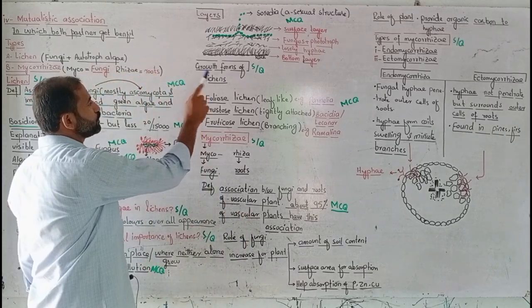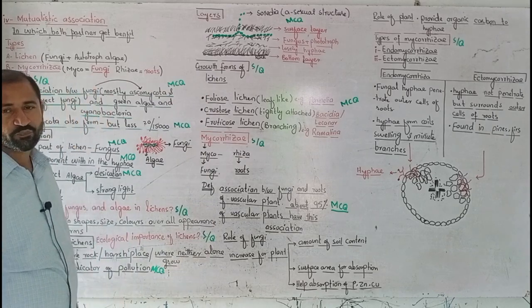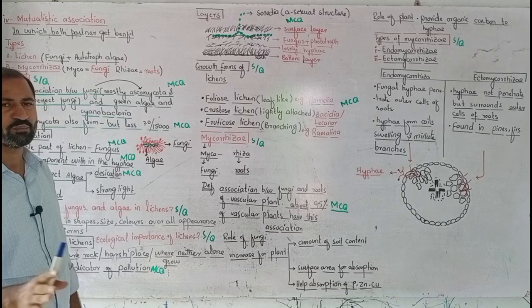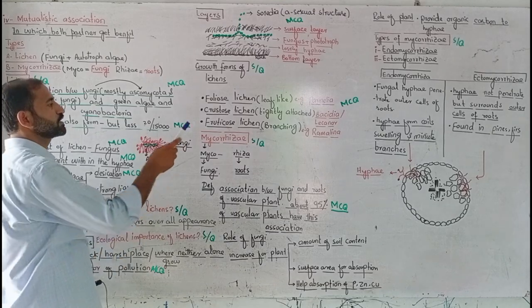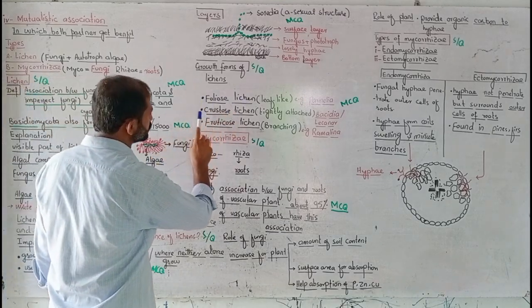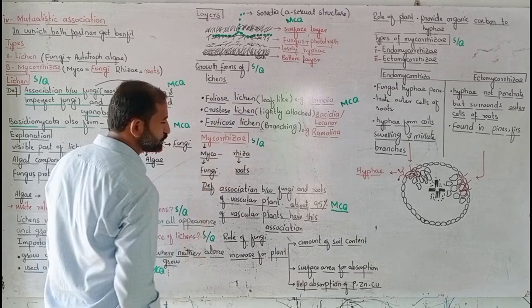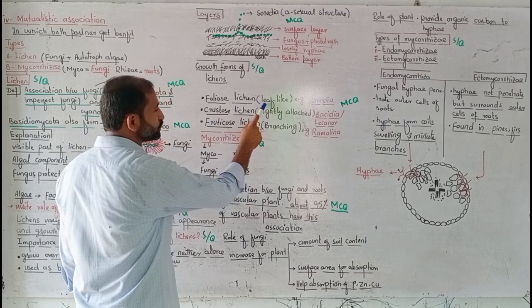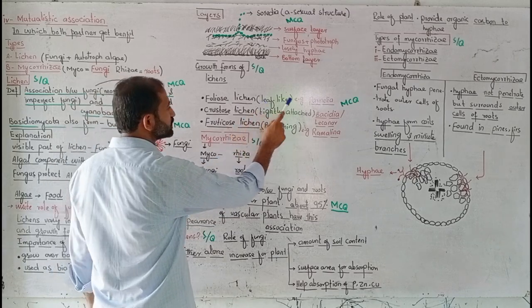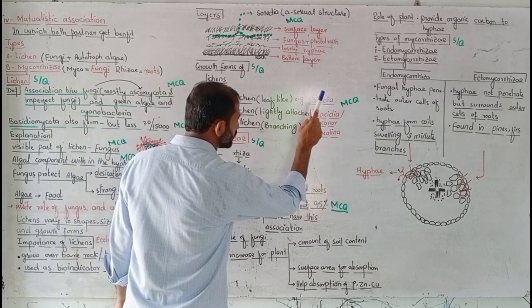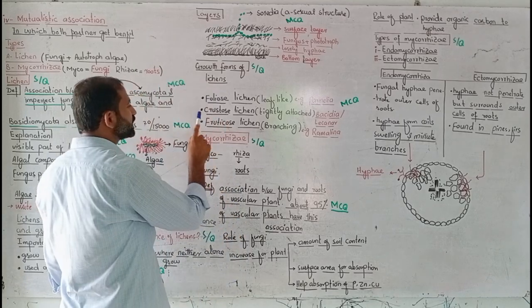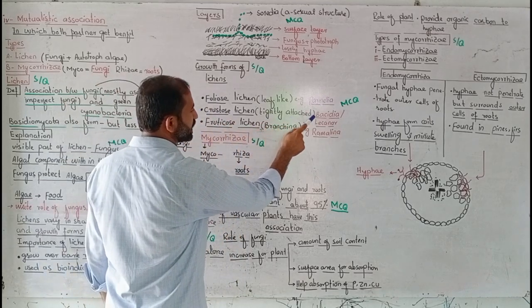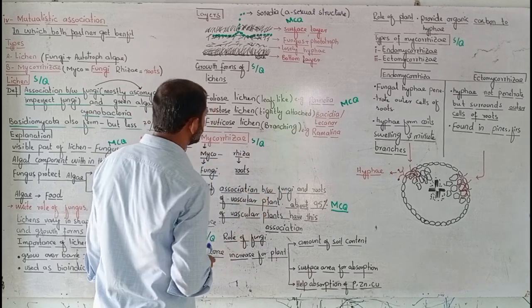Next one is growth forms of lichens: how many types of growth form are there? There are many types, but here we discuss only three: foliose lichen thallus, crustose lichen thallus, and fruticose lichen thallus. Foliose lichen is also called leaf-like. This is also an MCQ, and its example is Parmelia. Whereas crustose lichen is tightly attached, and its example is Bacidia. This is also an MCQ.